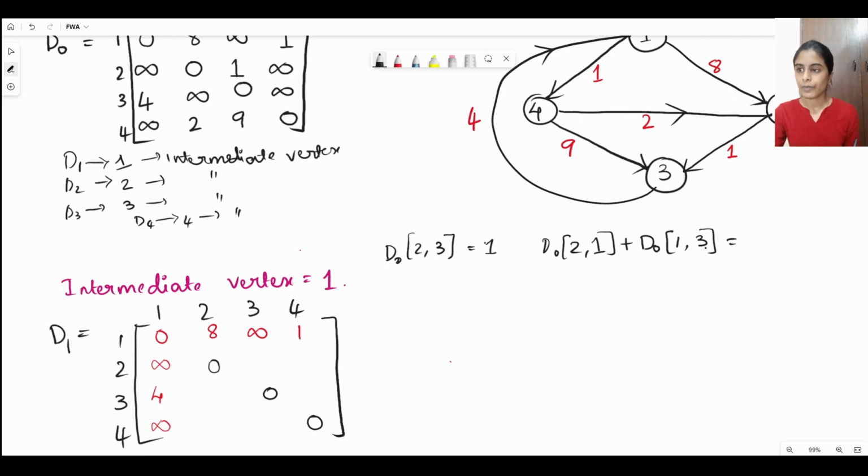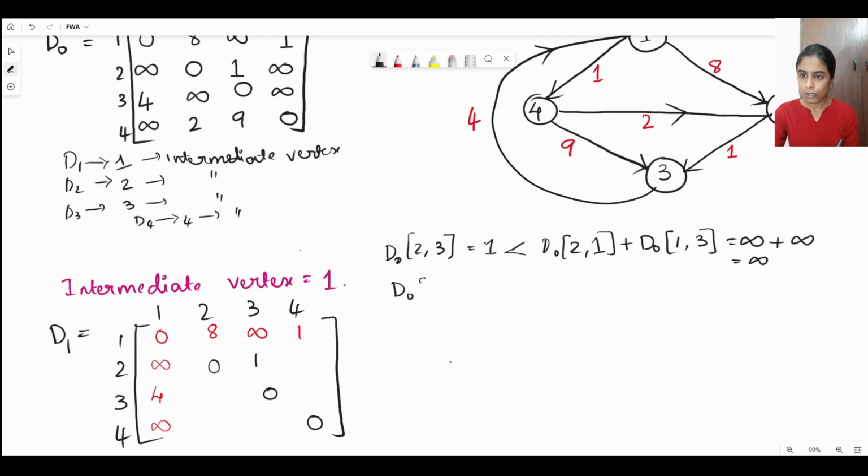So that entry is given by D0 of 2, 1, which is second row, first column, infinity, plus D0 of 1, 3, which is first row, third column, again infinity. So we got 1 for the direct path from 2 to 3, and infinity for passing through the vertex 1. We see 1 is less than infinity, so the entry here will be 1.